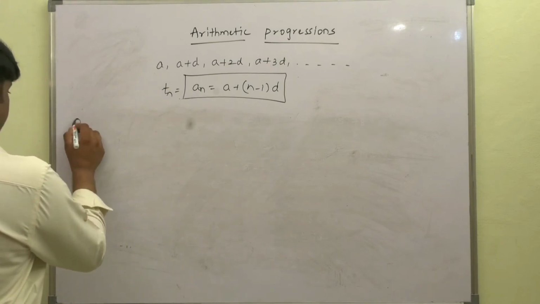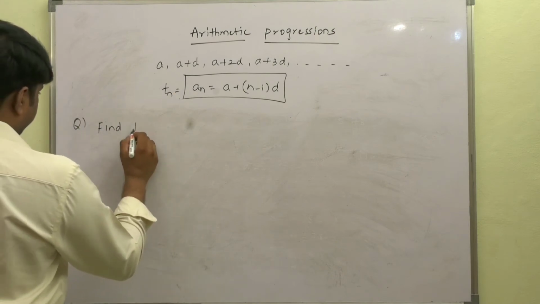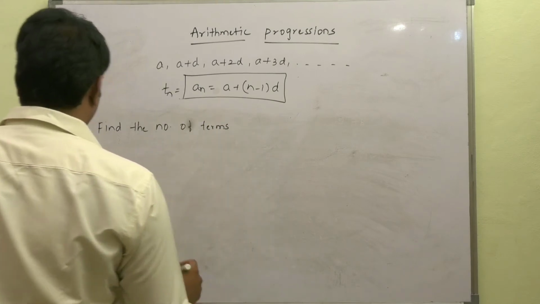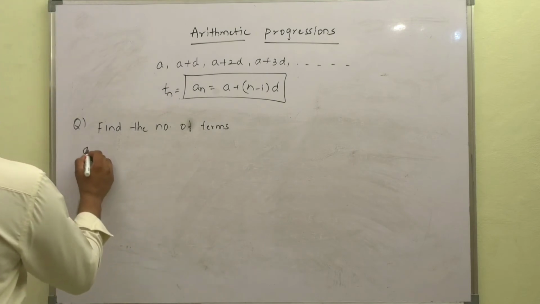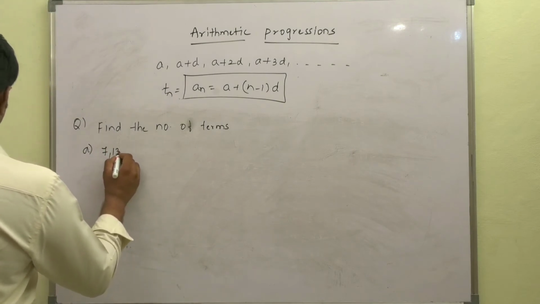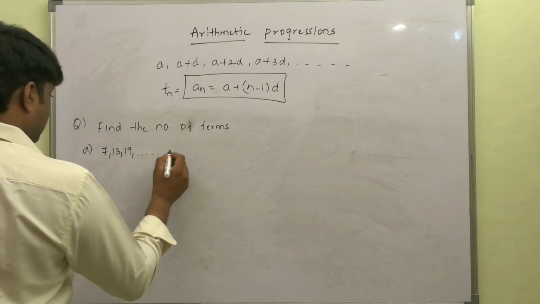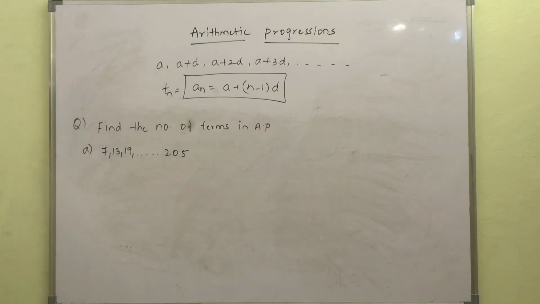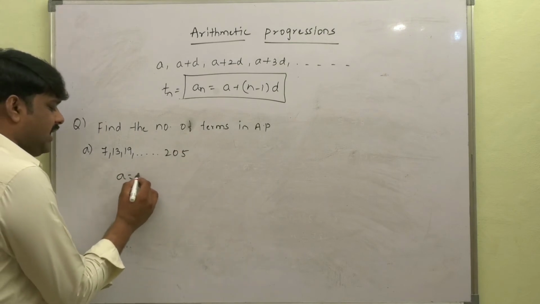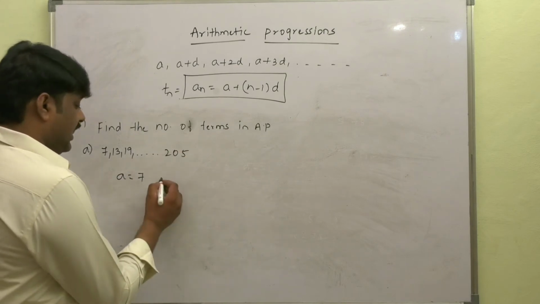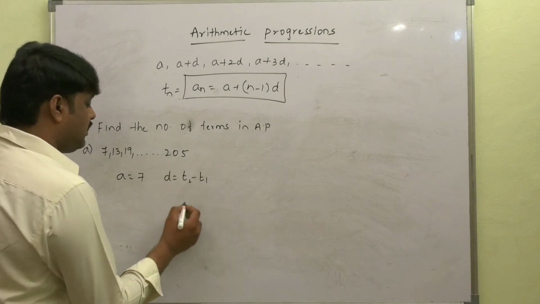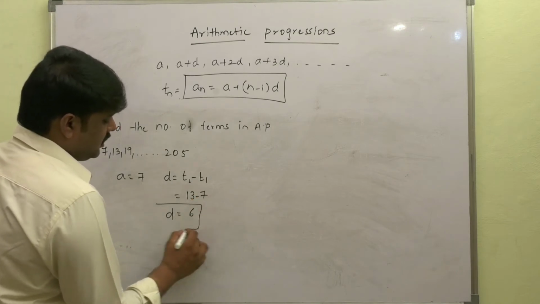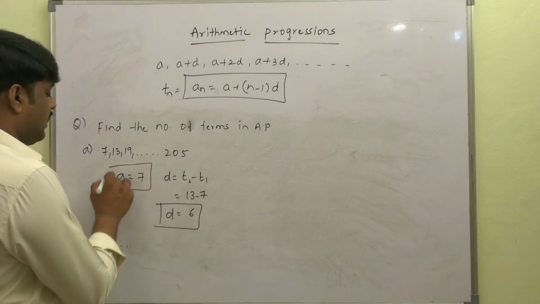Find the number of terms. సరే, దీంట్లో ఒకటి తీసుకుందాం మనము. 7, 13, 19 and so on, 205 in AP. When AP is given, obviously we write A value as 7 and D value it is T2 minus T1. 13 minus 7, this is 6. D value is 6, A value is 7.